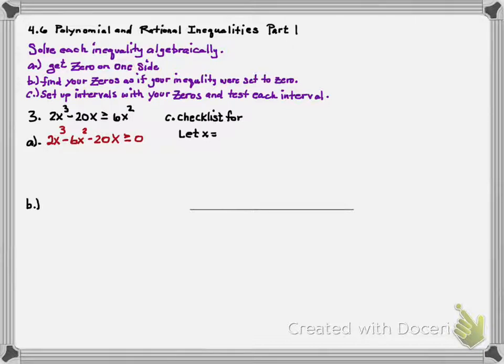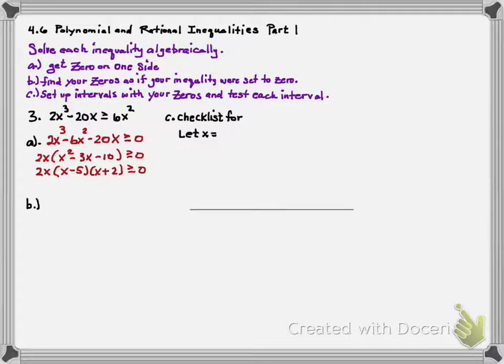Hopefully it'll make life a little bit easier on me here. So I'm going to factor out a 2x, and that gives me x squared minus 3x minus 10, which is greater than or equal to 0. And I'm going to factor that trinomial one last time. So I got 2x, and this is going to give me an x minus 5 and an x plus 2, is greater than or equal to 0.